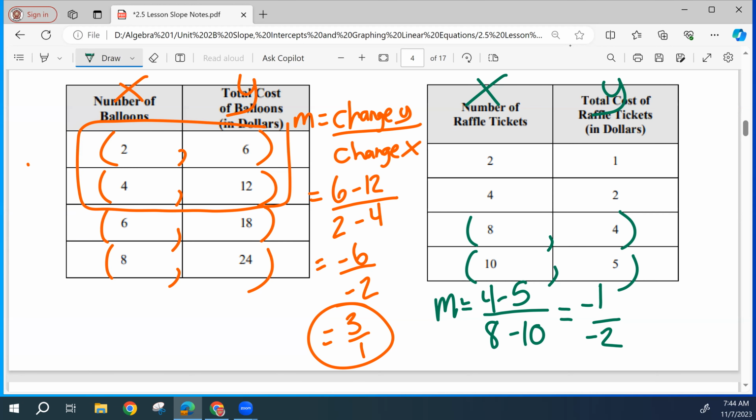Pop that into Desmos. The fraction doesn't simplify, but that negative 1 and negative 2 make positive 1/2. That means my line goes up 1 to the right 2. So if I were to graph the coordinates in Desmos and try to put a line through there, it would go up 1 to the right 2 and be at another point.